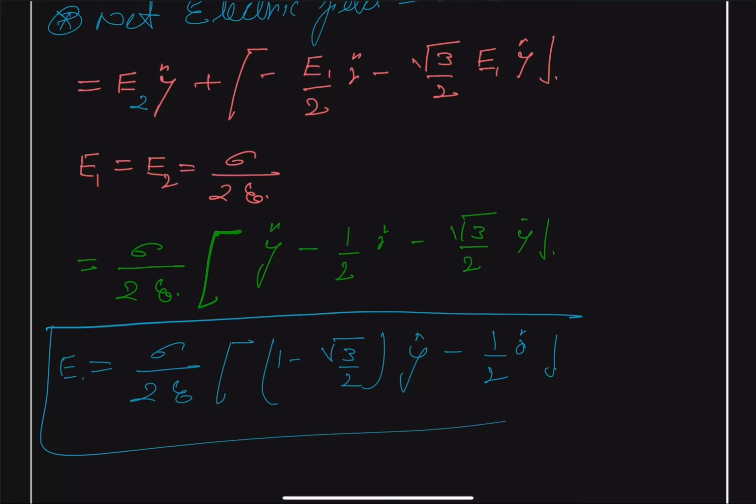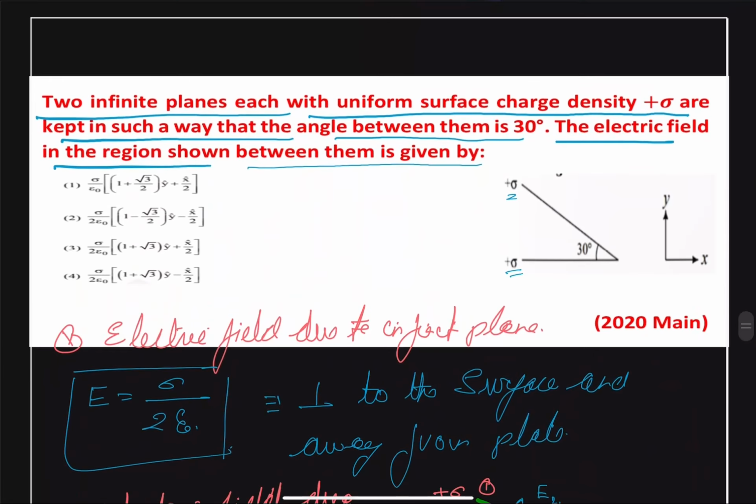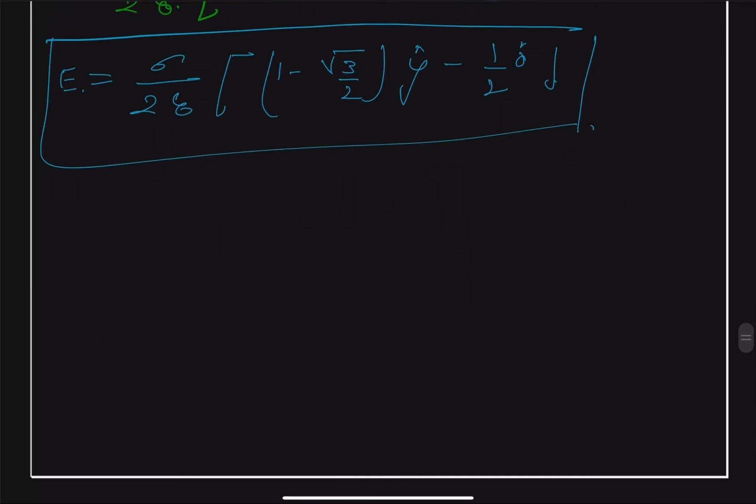and the option with 1 minus root 3 and this, option 2, is correct. Next question.